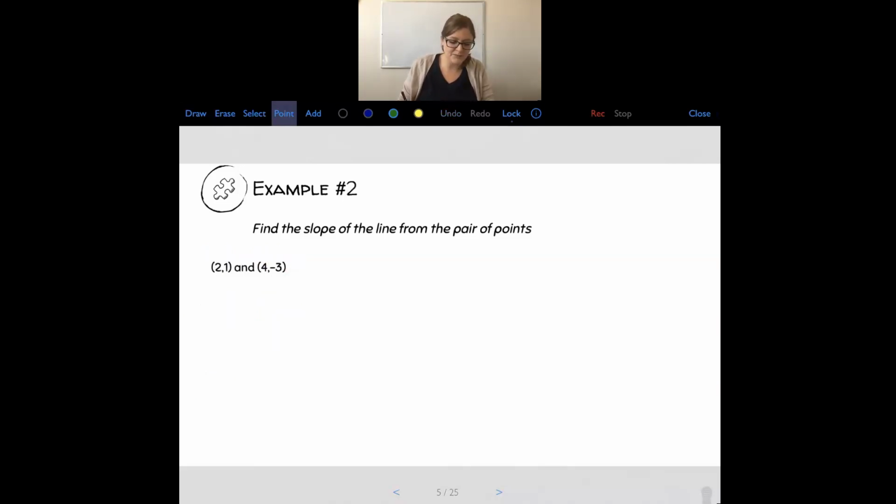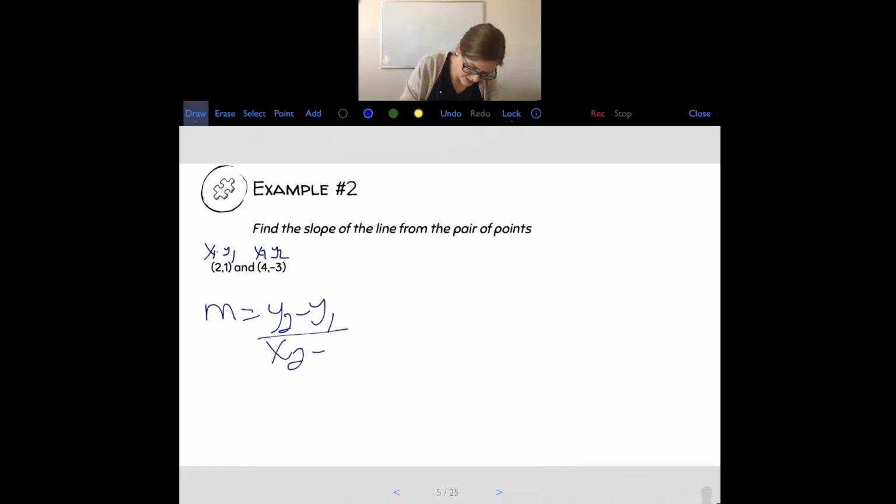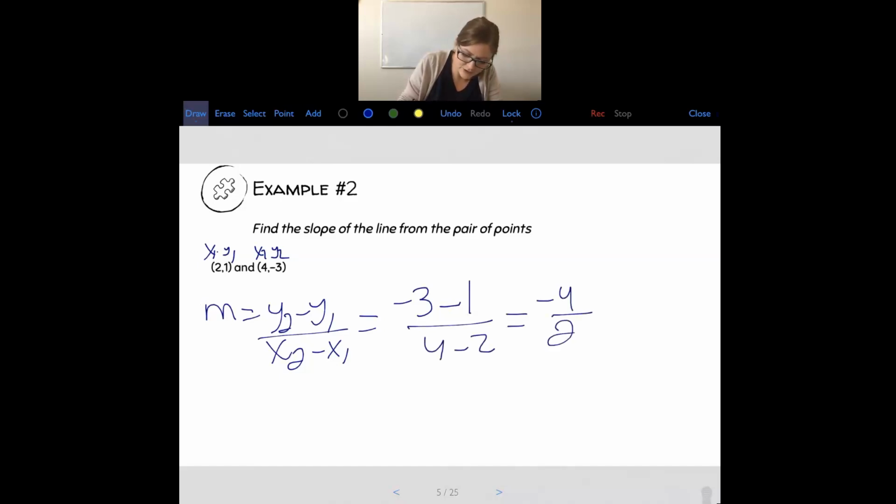Example 2, find the slope of the line from the pair of points. I'm going to do the same thing: label (x1, y1) and (x2, y2), and I'm going to do y2 minus y1 over x2 minus x1. This gives us negative 3 minus 1 divided by 4 minus 2. Simplify: negative 4 over 2, which is just negative 2.